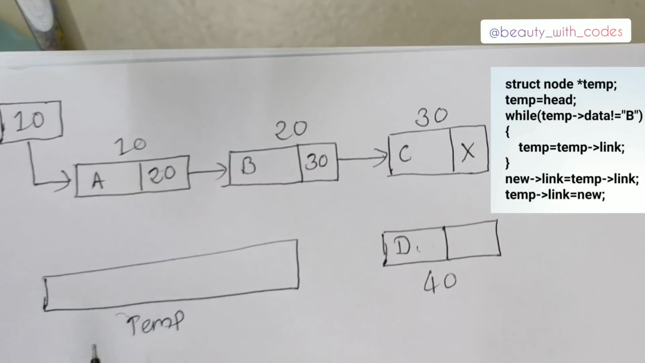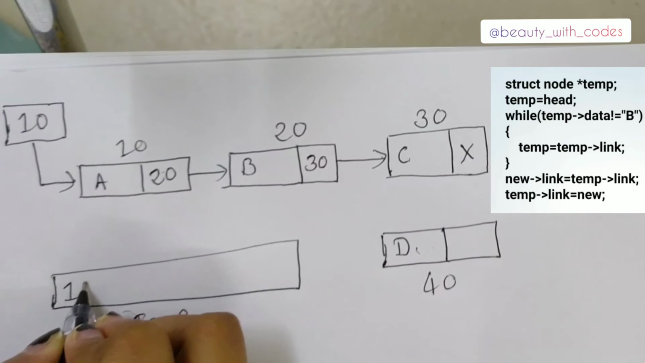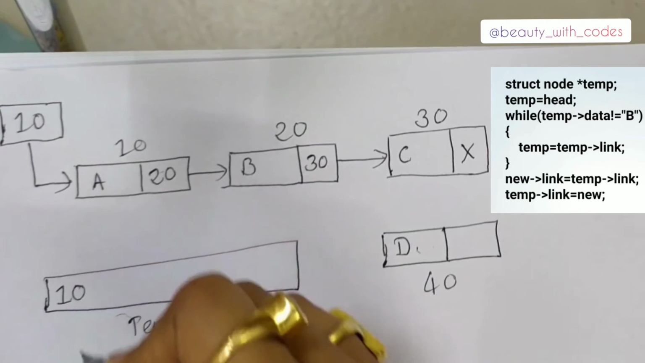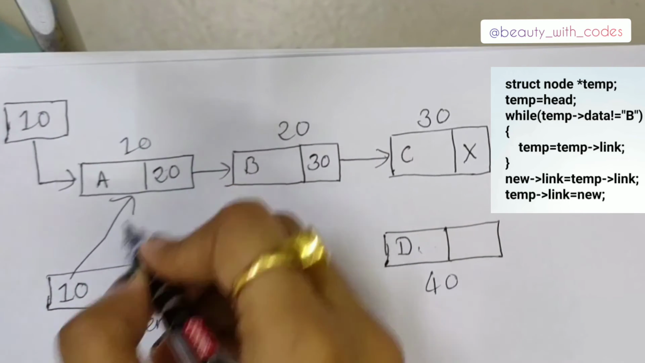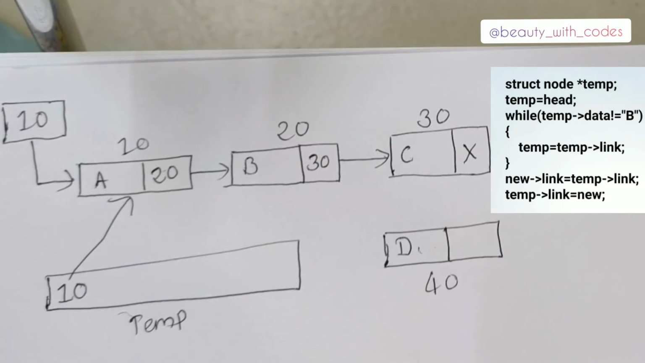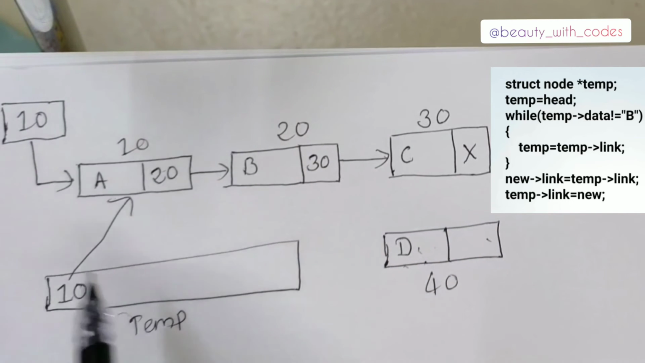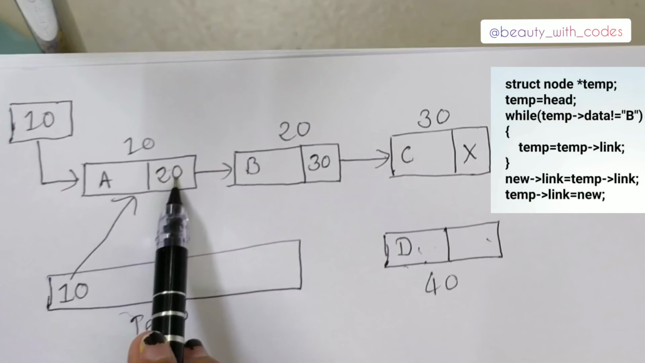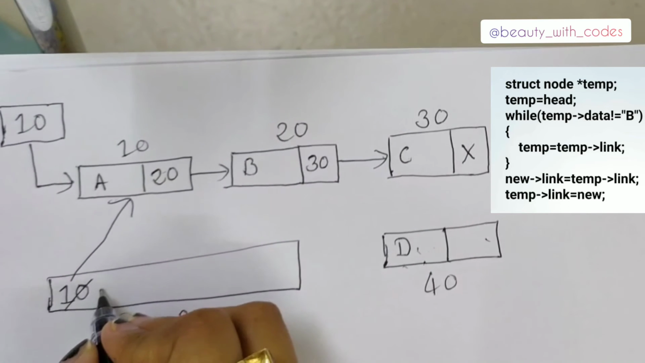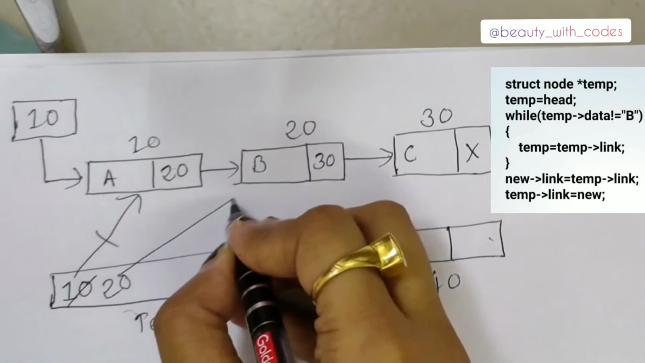We will need an extra pointer called temp, and the data type of temp is again going to be node. Initially temp will have the same value as head, so it is going to be 10, and it means temp is now pointing to A. Now since the data part of temp is not equal to B, why not equal to B? Because we want the new node to be inserted after B, but it is A, isn't it? It means temp is going to be temp of link. So temp of link is nothing but 20, isn't it? So now this is going to be 20, and now temp points to B.